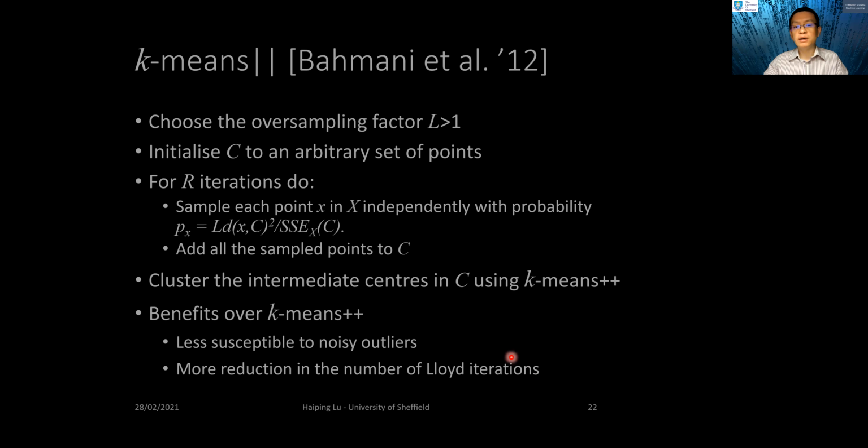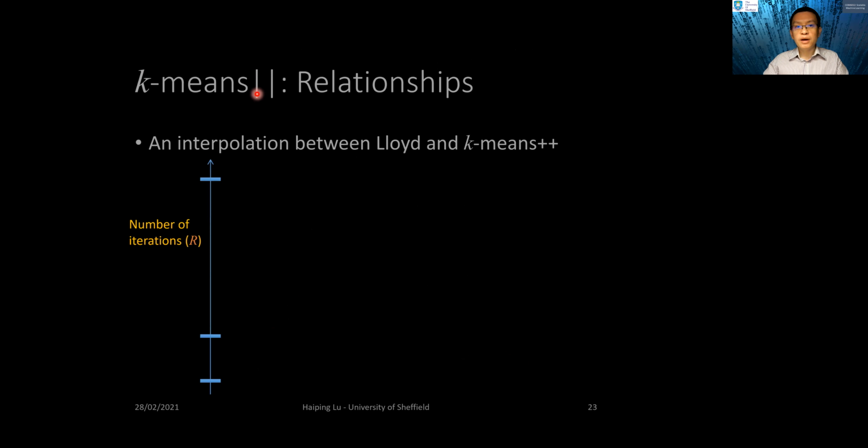So this tackles the key limitations of k-means. The first one is slow convergence, and k-means plus plus and k-means parallel are both faster to converge. And there is a very interesting interpretation of k-means parallel as an interpolation between the classical Lloyd algorithm and the k-means plus plus algorithm.